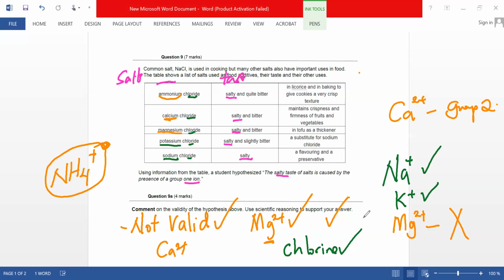So we conclude here it's not valid, and you give your reasons. In other questions, it may be valid and you give reasons. So don't presume it will always be not valid. It can vary depending.